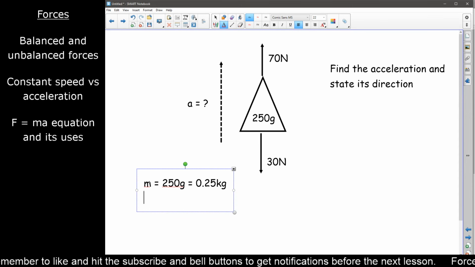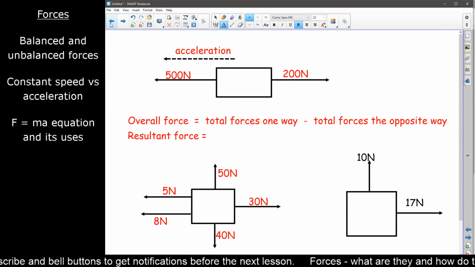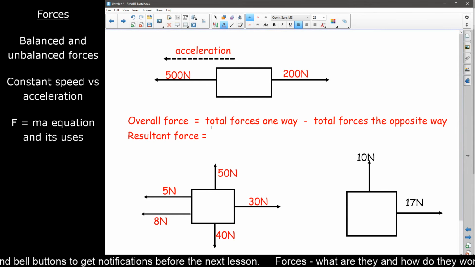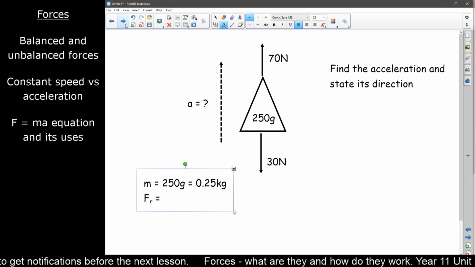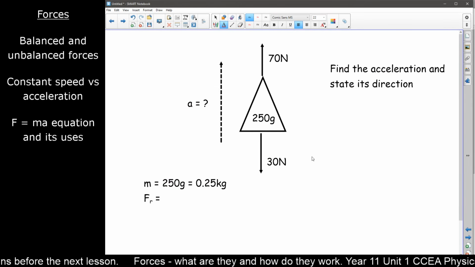Now, our next problem then is that we need FR, and we don't have that yet. We've got to go and get that. So remember what we said way back here, that the overall force, the resultant force, is equal to the total force one way minus the total force the other way. So it's either 70 take away 30 or 30 take away 70.